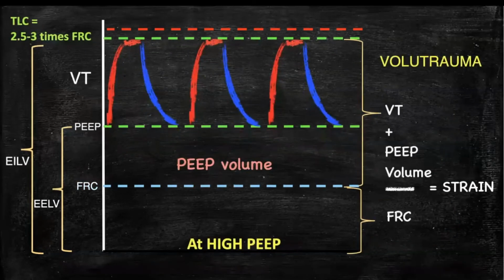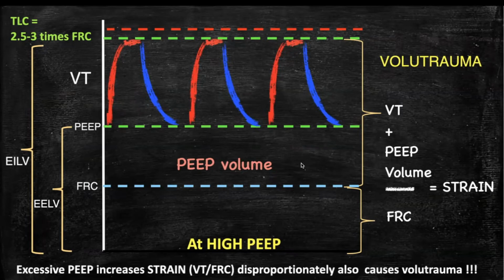But if you applied an excess amount of PEEP, then what happens? Excess PEEP is going to increase the numerator much more than the denominator. So now the strain mathematically increases much more. And we can see here the end inspiratory lung volume is almost touching the total lung capacity. So for example, if this patient is breathing at 30 breaths per minute, 30 times every minute you are hitting the total lung capacity, and this is going to expose this patient to severe volume trauma also.